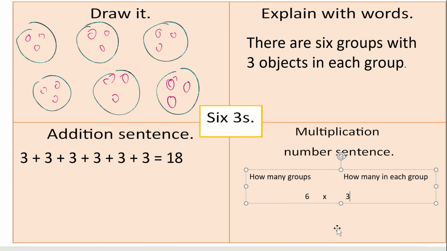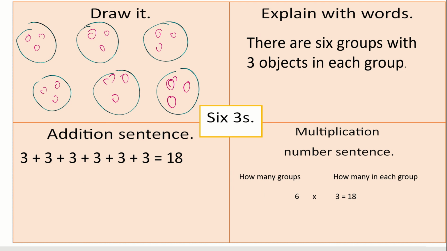6 threes. 6 times 3. Okay? It's that simple. So we've got 6 times 3, 6 groups of 3. We've shown that by opening it up and adding all of those 3's together. 6 times 3 is 3 add 3 add 3 add 3 add 3 add 3 equals 18. Let's put the answer down there as well. We've explained it with our words. There are 6 groups with 3 objects in each group. And at the very start, we drew it to see what it actually looked like. So you've got a good understanding in 4 different ways of that simple number statement there.